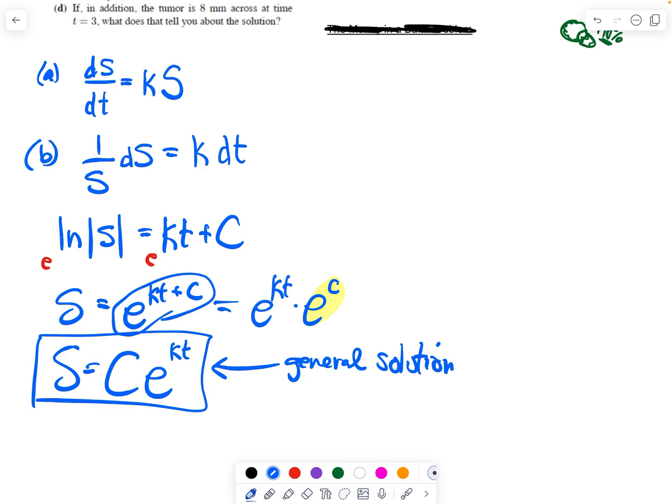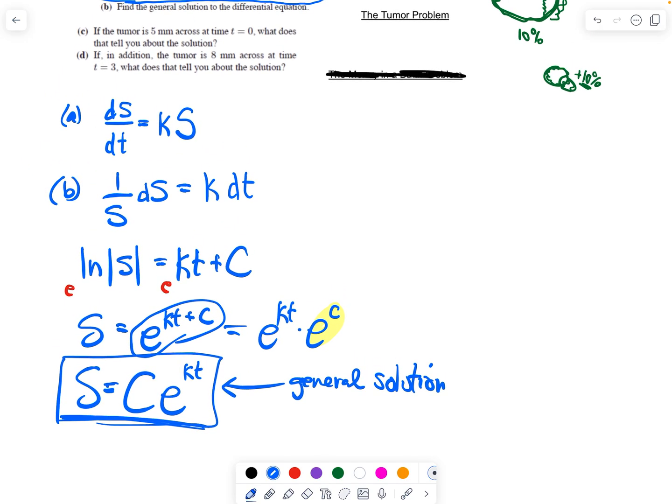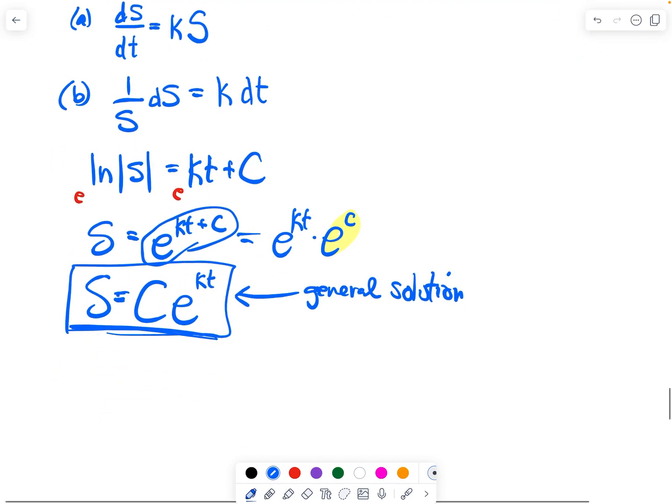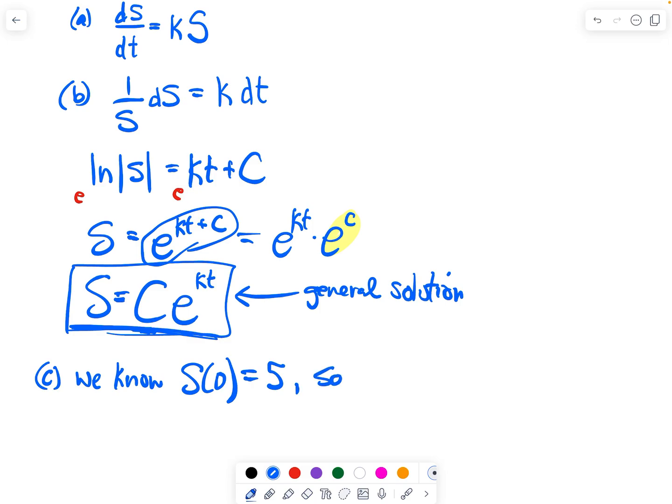The answers to differential equations are functions, classes of functions. There's an infinite number of these. Once though we see that the tumor was 5 millimeters across at time 0, we're locked in to finding what that initial value is. So in part C, we know that S of 0, so at time 0 we're looking at 5. So whenever you see a T, that gets you 0, and an S, that gives you 5.